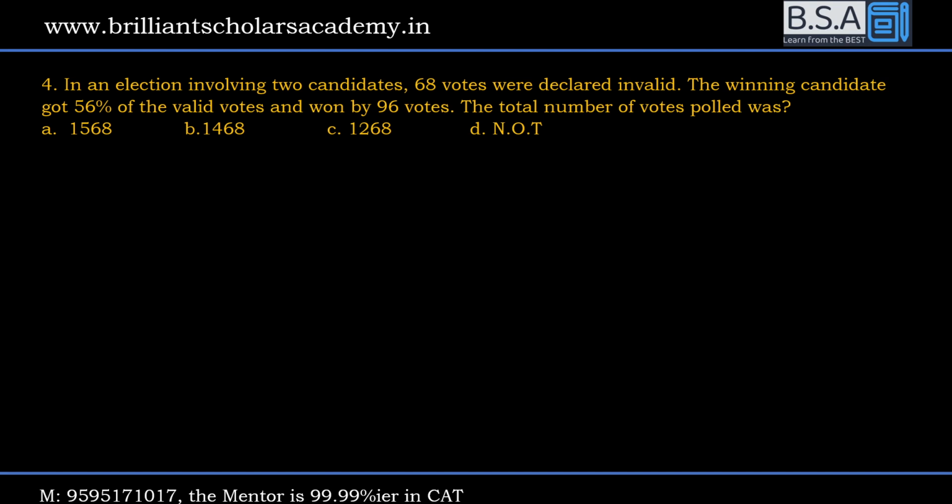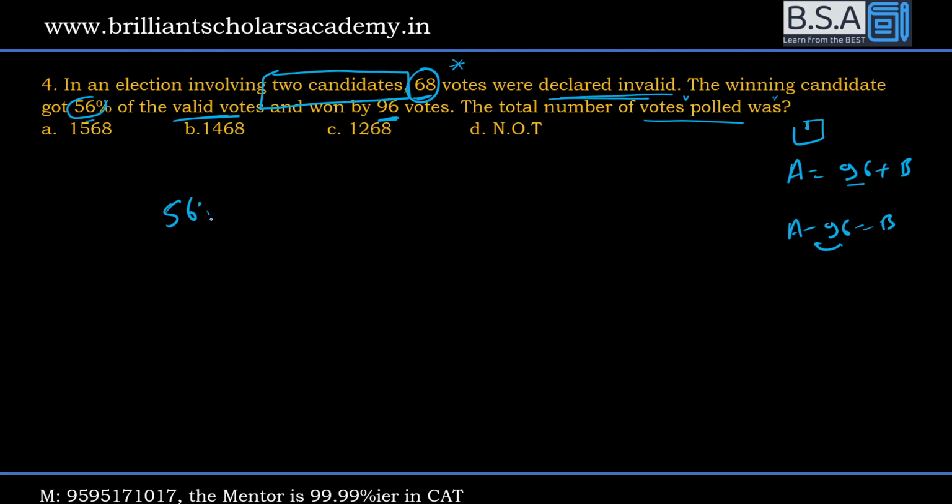Now, the total number of votes polled was how many votes were cast? Can I say people who put a vote in the ballot? The invalid will also be counted. First, I must find out how many valid votes were there, then add 68 to it. Now, the winner has got 56%. Loser will have what percent?